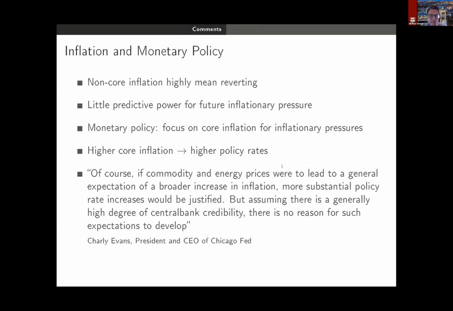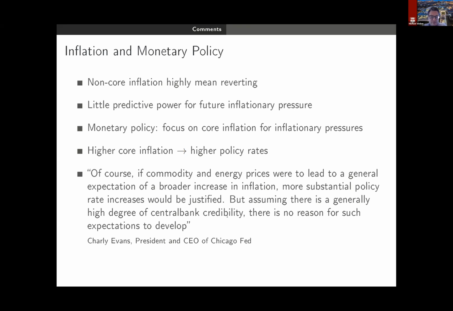So often you don't see any pass-through of temporary spikes in energy prices into core inflation. And this is the conventional wisdom of monetary policymakers. This is a decade-old quote by Charlie Evans, the outgoing president of the Chicago Fed: we don't see any predictive power of commodity and energy inflation, therefore we don't focus on it at all, unless there were evidence that people focus on those very price changes when forming overall inflation expectations. Now, he argues with the co-author that given that the Fed has such high credibility, there's no reason to believe that this should be the case.